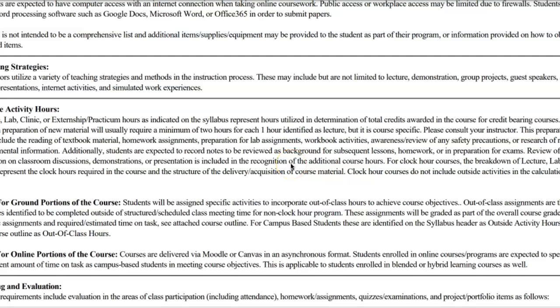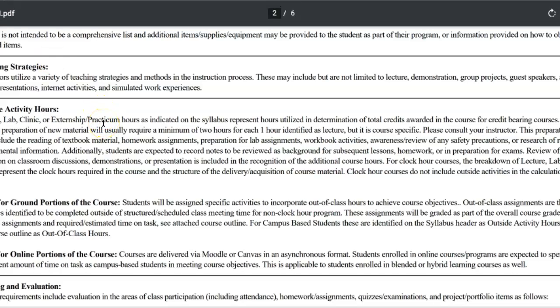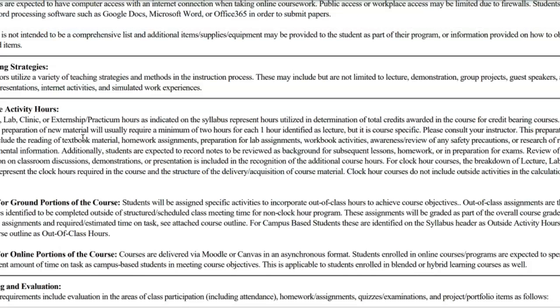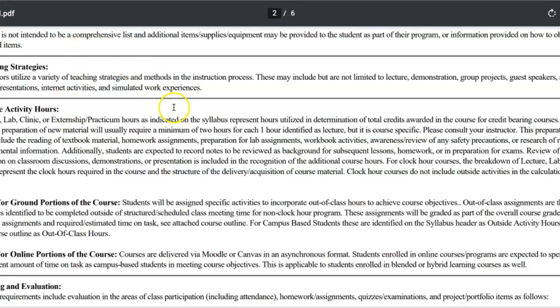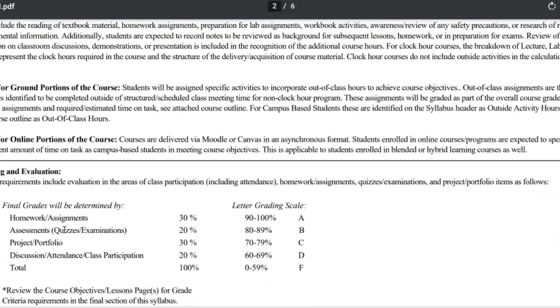Okay, so now we're going to cover a couple other portions of the syllabus. For example, here it talks about outside activity hours. These include lecture, lab, clinic, externship, and practicum, which are not included in this course, so we don't have to worry about it. But some of your other courses will include that.